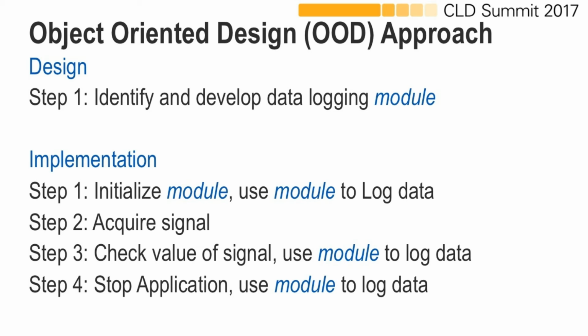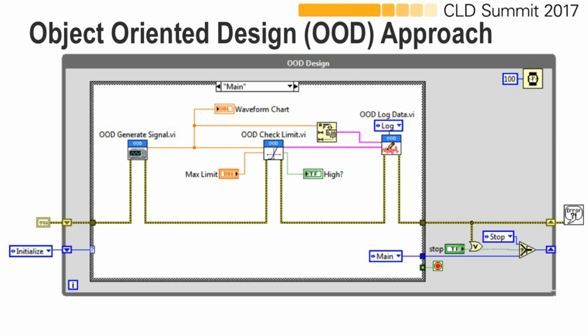We provide the responsibilities to that particular module, and then we acquire the signal and then check the value of the signal, again use the same module to log the data, and finally when we stop the application we use the same module to log the status. On the right hand side, the log command on the top is basically the module we created to log the status and then the data of the system.